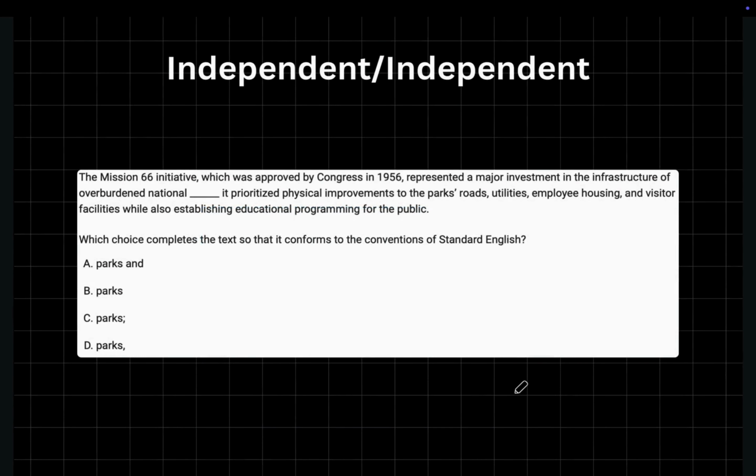So just log in for these 25 or so minutes, and by the end of the video, you will have at least boosted your score. The first concept you need to know about is the independent boundary rule.